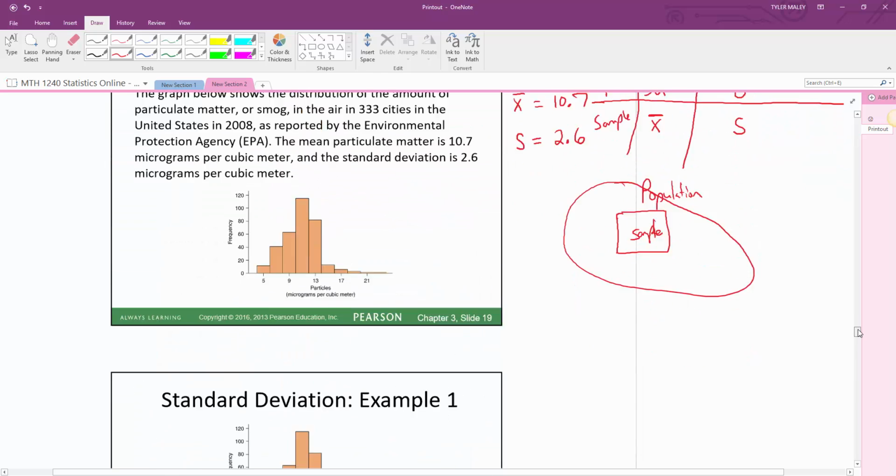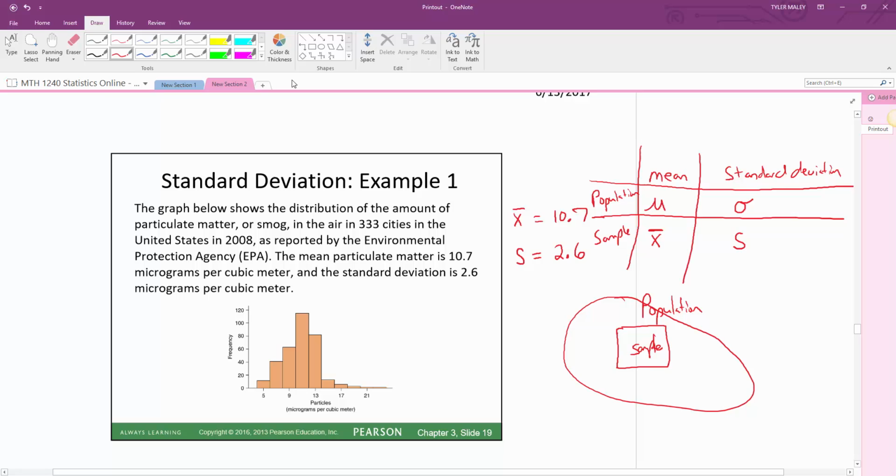All right, so back to the example. This is what we'd want to write down. I just wanted to explain so you knew where the S was coming from. All right, let me grab my pen. So we have x bar equals 10.7 and S equals 2.6. Right, so we're going to need that in a moment.